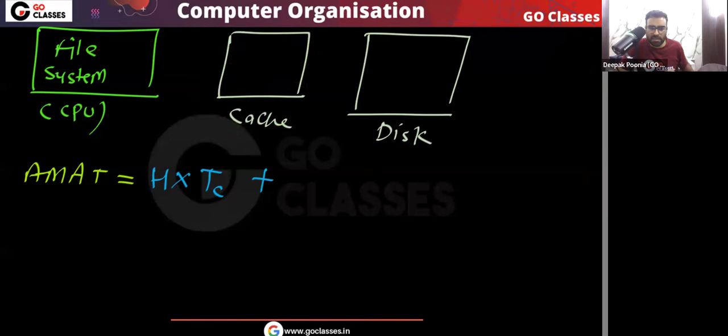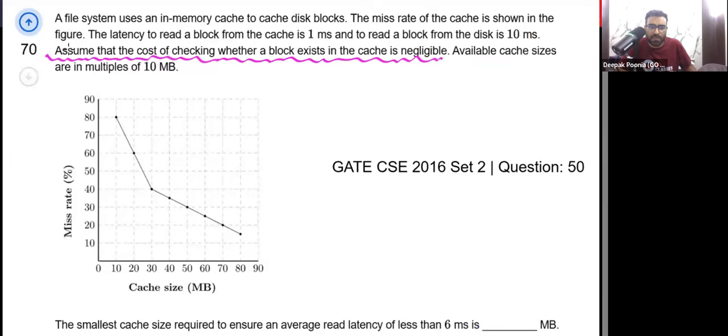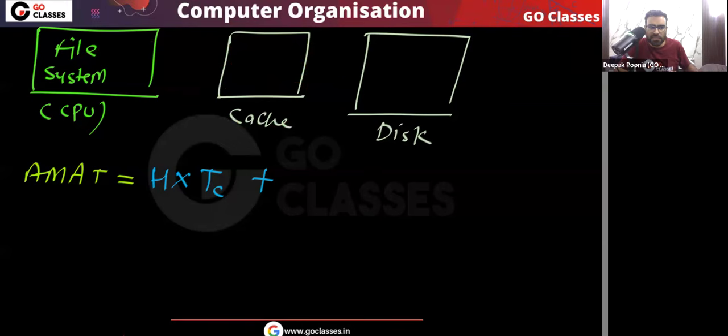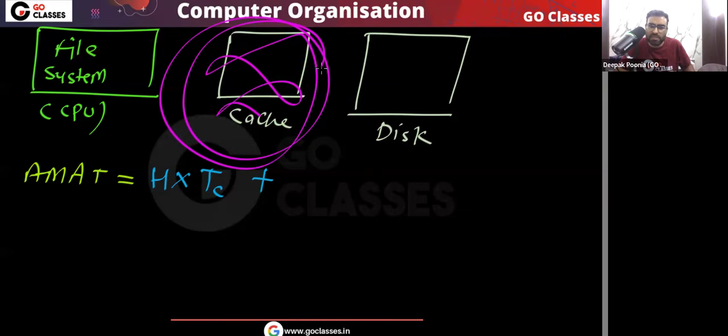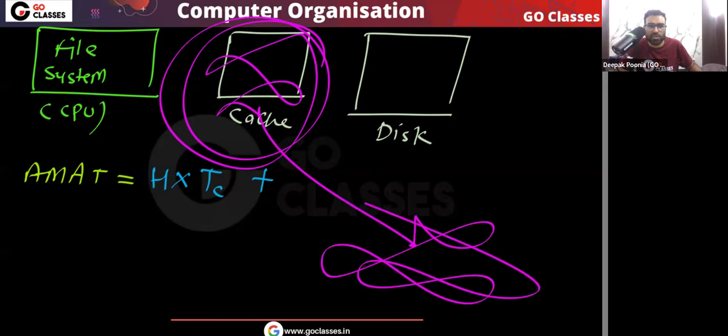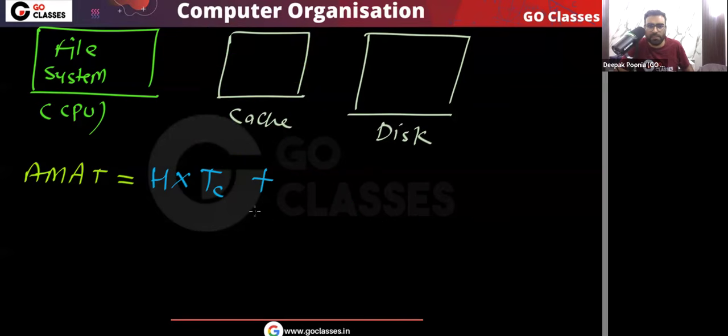But remember, there is one line given in this question: assume that the cost of checking whether a block exists in the cache is negligible. So please understand, if the requested data is not in the cache memory, then first we will check the cache memory for a hit or a miss, but that time is negligible. The question is saying that that time is negligible.